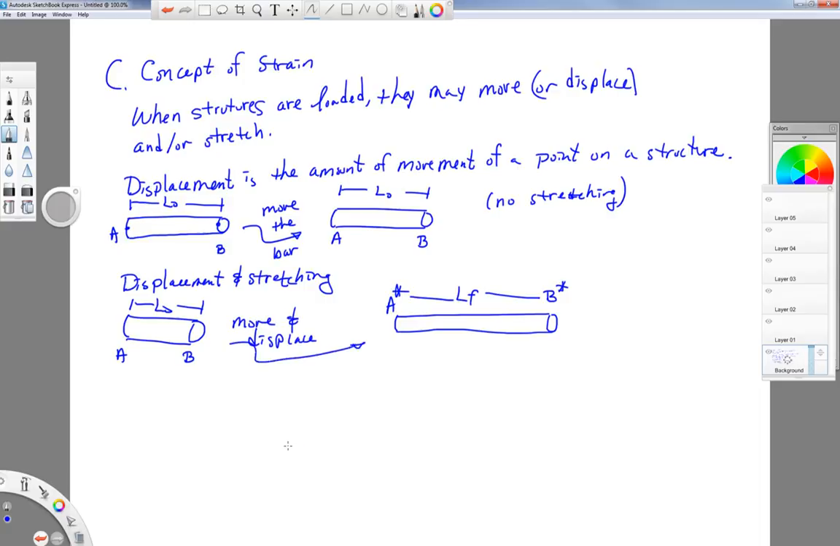You can have just stretching. You can have displacement due to just stretching if you fix one end of the bar and pull on the other end. In our class, we're mainly going to be interested in the stretching in the material. You take a whole other class called dynamics where you talk about the displacement of rigid bodies.